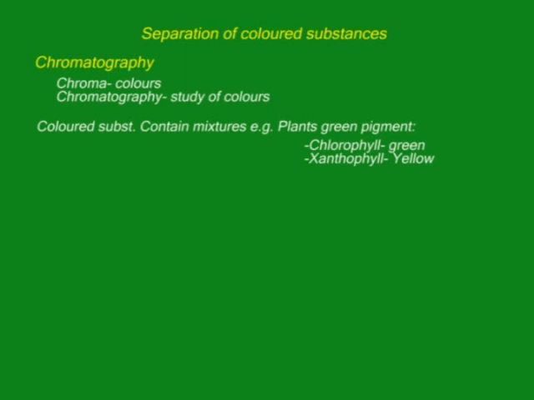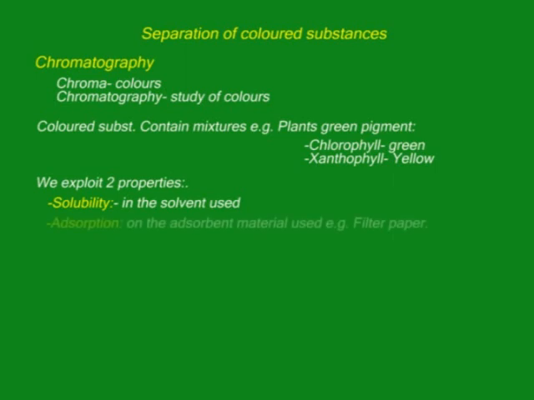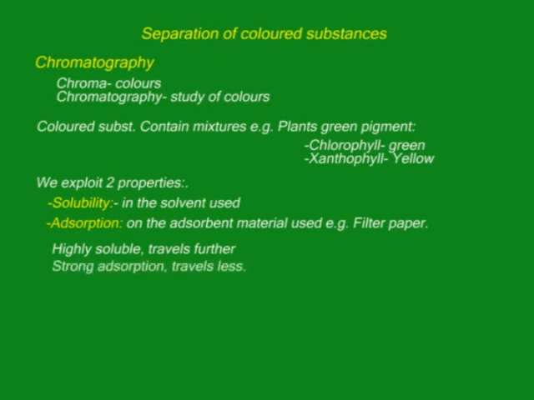In chromatography, we exploit two properties of substances to be separated. One is the solubility of the substances in the solvent chosen. Each substance has varying solubility in any solvent. Next is adsorption of the substances on the adsorbent material used, like the filter paper. If a substance is highly soluble, it will travel further from the start point than the one that is less soluble. On the other hand, if a substance is strongly adsorbed on the adsorbent material, it will travel a shorter distance.